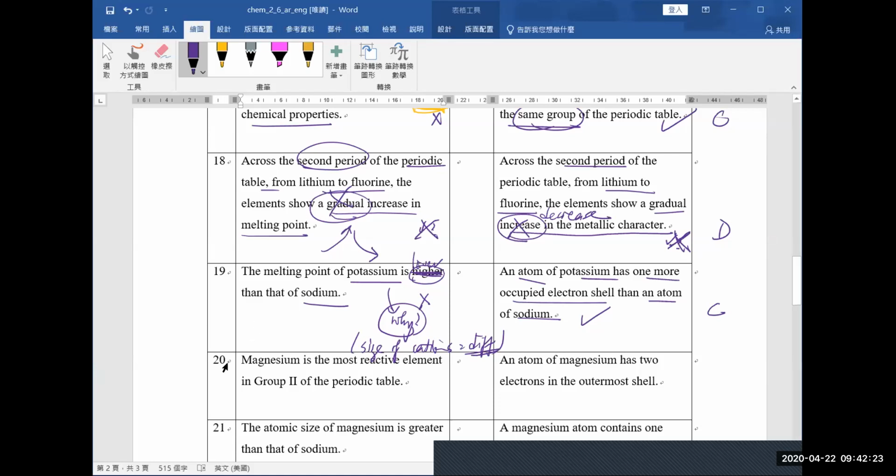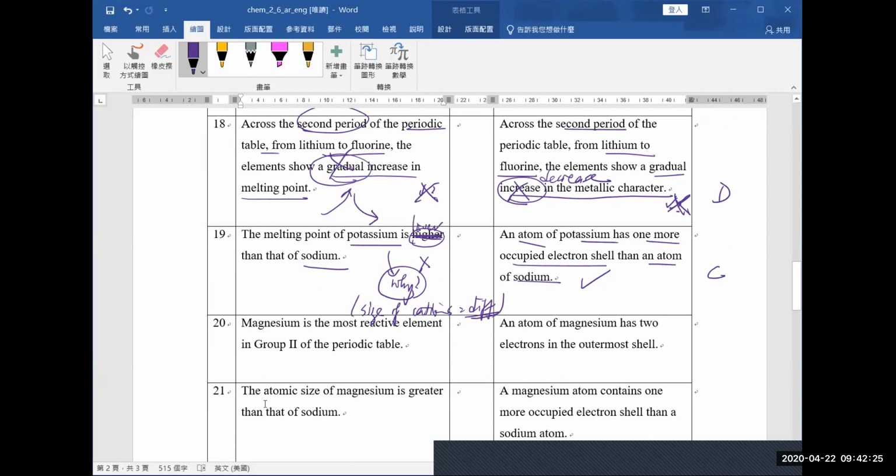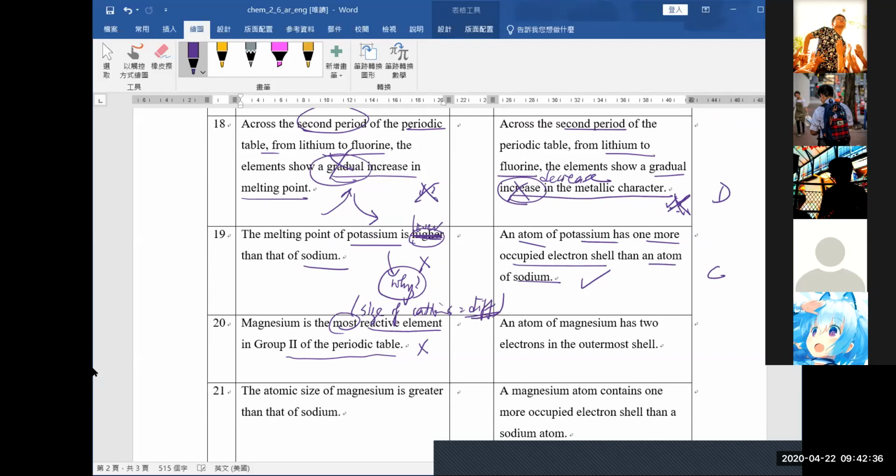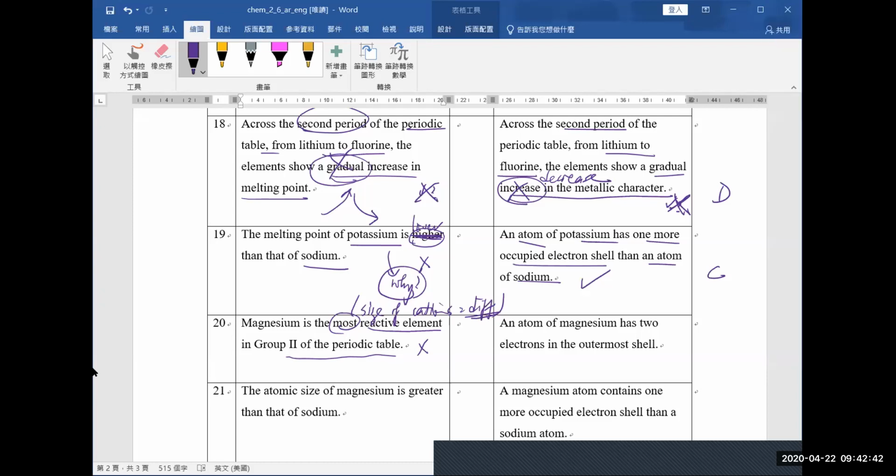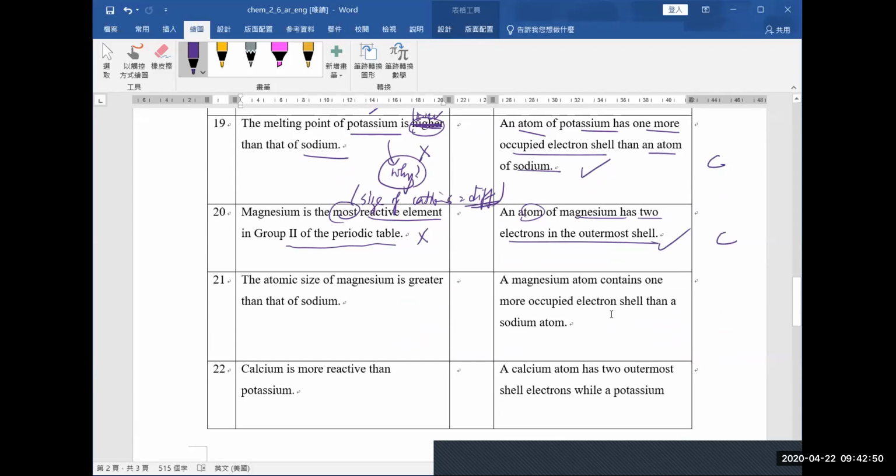20. Magnesium is the most reactive element in the group 2 of the periodic table. Is wrong. It's not magnesium. It's what? Something even downward, right? In the periodic table. That atom of magnesium has 2 electrons in the outermost shell. Yes, reactivity of group 2 elements increase down the group. Good. 21.